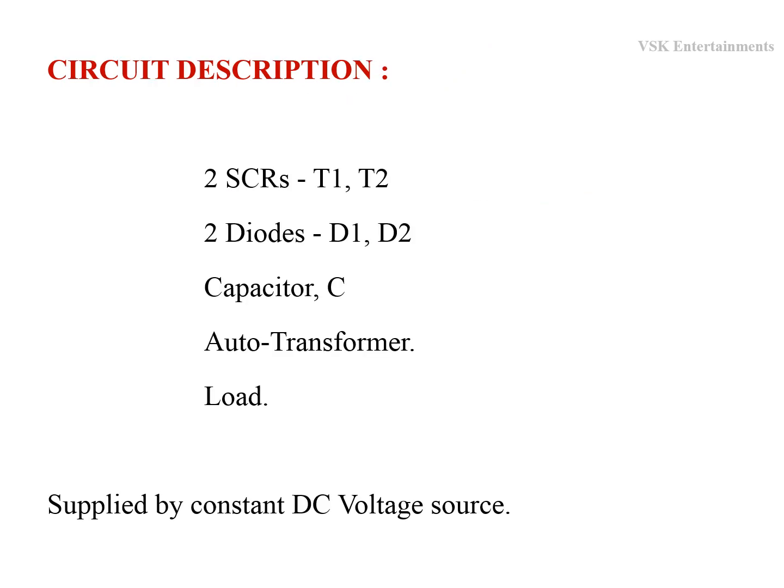Now let's go for the circuit description of the Jones chopper. The Jones chopper mainly consists of two thyristors, T1 and T2, two diodes D1 and D2, capacitor C, auto transformer, load, and this entire circuit is supplied by a constant DC voltage source.